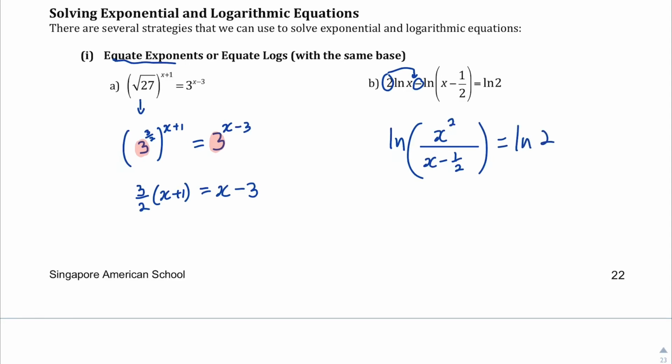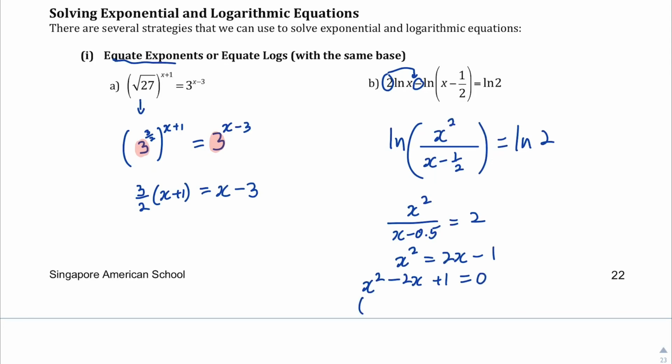I can now use the same logic. I have 2 base e logarithms equal to each other, and therefore I can conclude that the values for each of those logarithms must be the same. So x squared over x minus 1/2 is equal to 2. Cross multiply, x squared is going to be 2x minus 1. Rearrange by equating to 0.